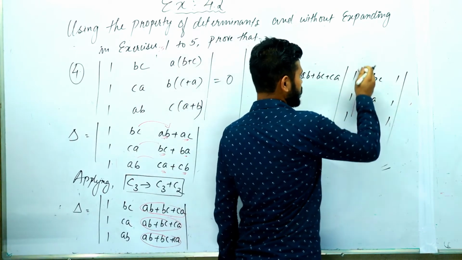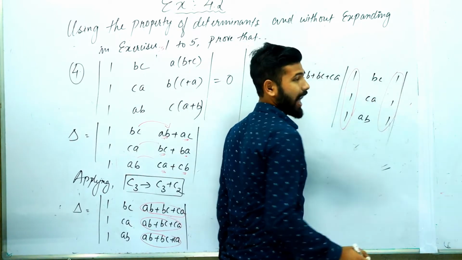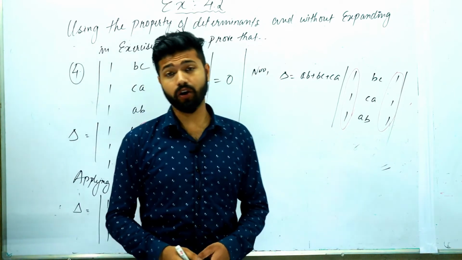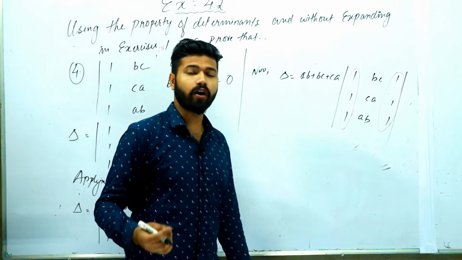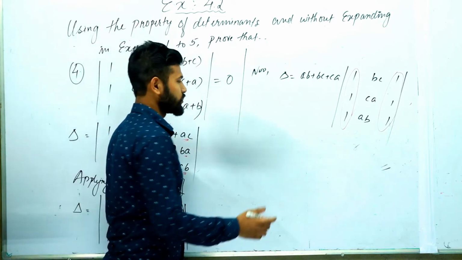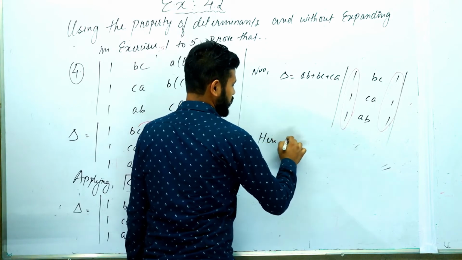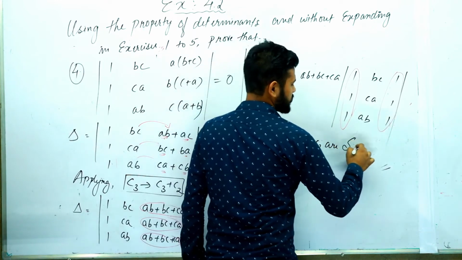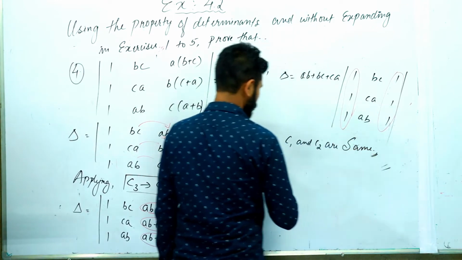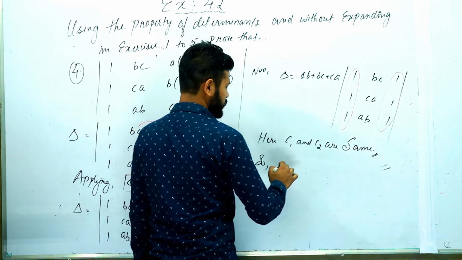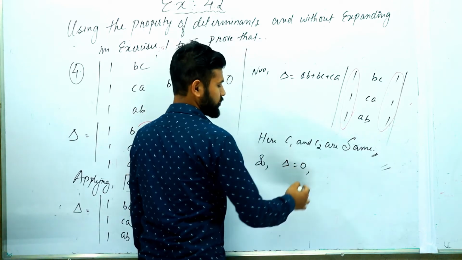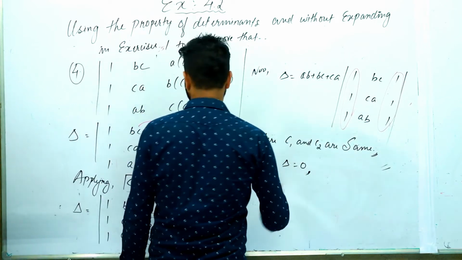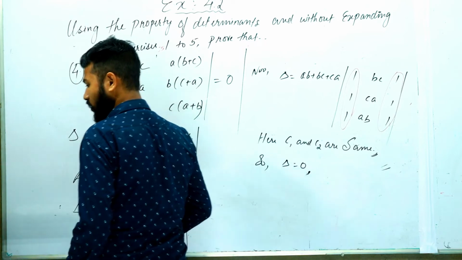Now we can see the first column and third column is identical, and we already know that when any two columns, or any two rows, are identical or same, the result of that determinant will be 0. So here we can write that column 1 and column 2 are same, or identical. So delta is equal to 0. That's a simple thing that we have observed.